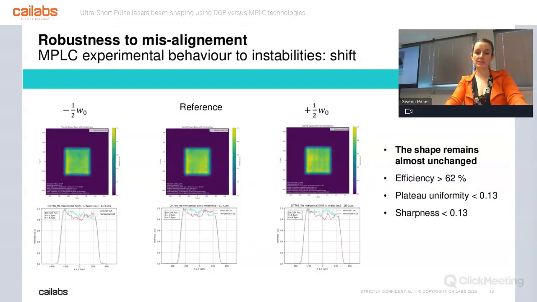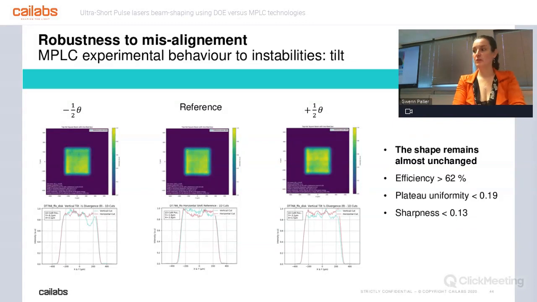So now the robustness to misalignment. We will start with multiplane light conversion, and we will focus on shift. Here you can see that we are having a huge shift, half of the waist. No laser has half of the waist instability in terms of shift. Of course, what you can see here is that even at such a shift, we are still preserving a very nice shape at the output of the MPLC system. The shape isn't changed. The efficiency is very good. The uniformity stays very low, and we are preserving as well the sharpness of our beam.